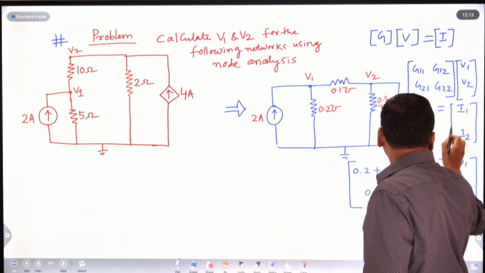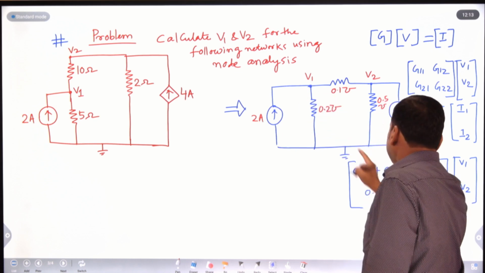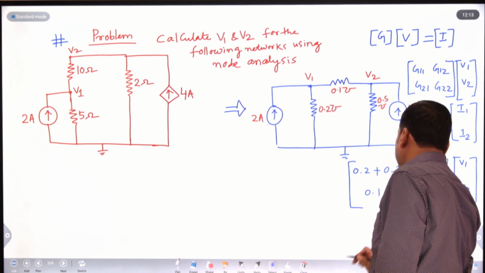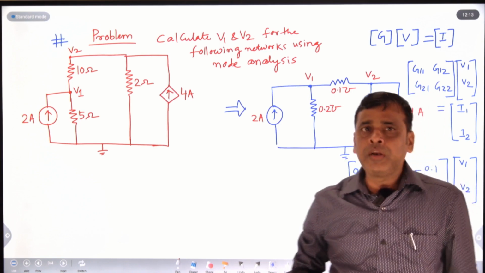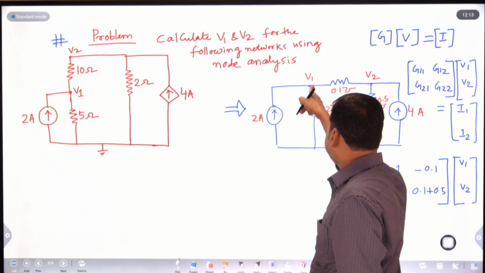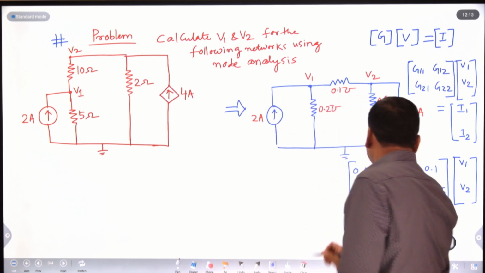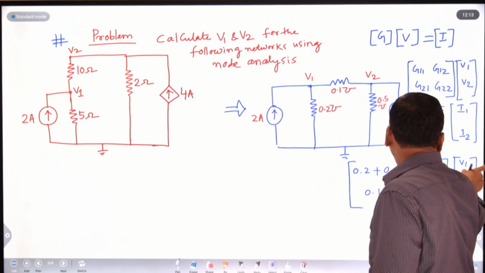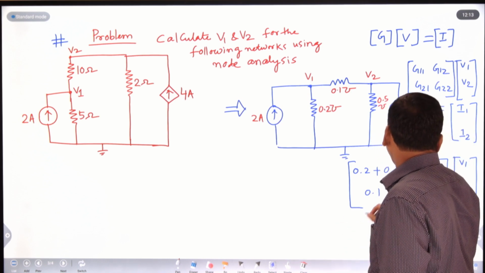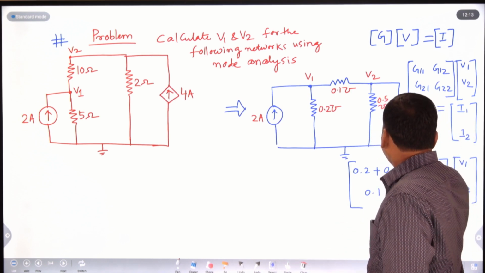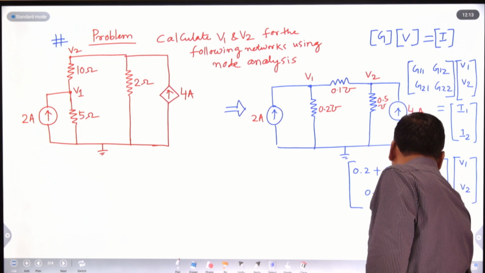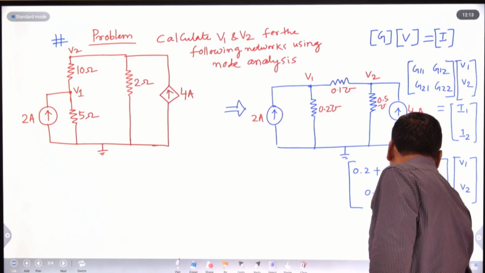So that's why in place of I1 I can write, referring to node 1, there is only one current, plus 2 ampere. If you consider the incoming current positive, outgoing current is negative. So here I am assuming incoming current positive, that's why it is 2. In place of I1 I can write 2 ampere. Similarly I2, the net current at node 2 is only 4 ampere, so that is your 4. Are you clear or not?